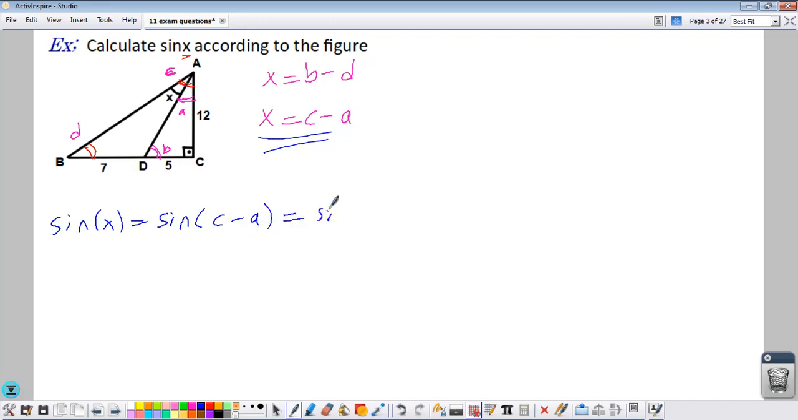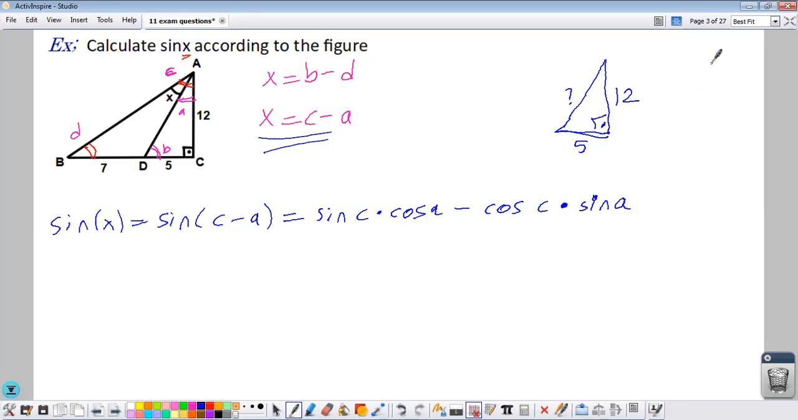So firstly, let's open this with the formula: sine C times cosine A. And then, minus, cosine of C times sine of A. Then this A angle is inside of the small right triangle, and we have the sides over there, 5 and 12. The third side you need to find. For the third side, you can use the Pythagorean theorem. 5 squared plus 12 squared is equal to question mark squared.